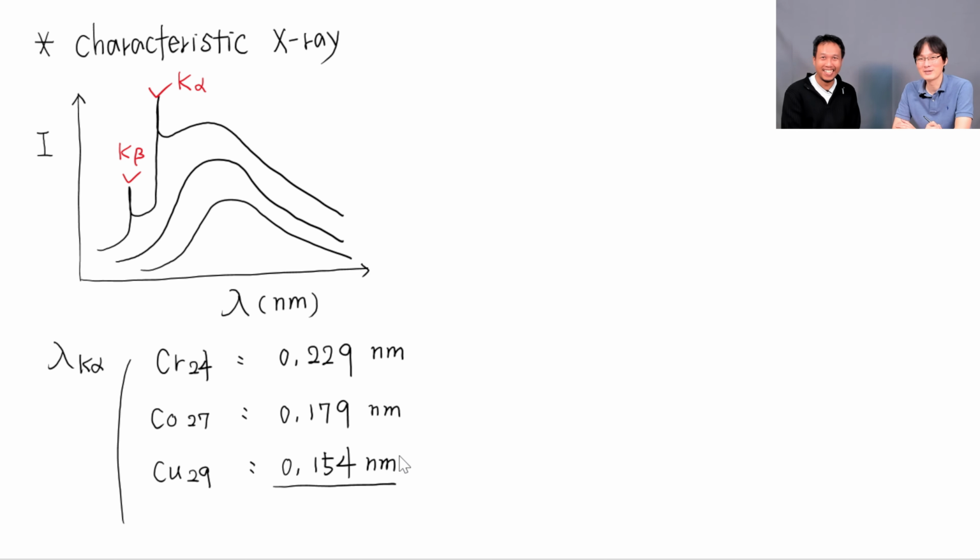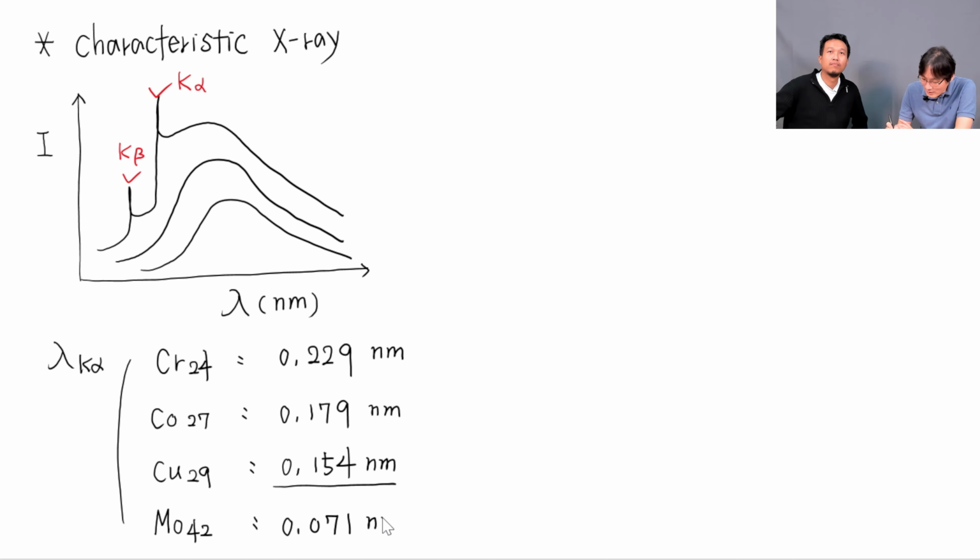You are required to know this kind of number in many tests, midterm, final test, high school, middle school, and university. And the last material as a target is molybdenum, atomic number 42. The wavelength should be decreased, approximately 1 nanometer. So we're just talking about the K alpha value.